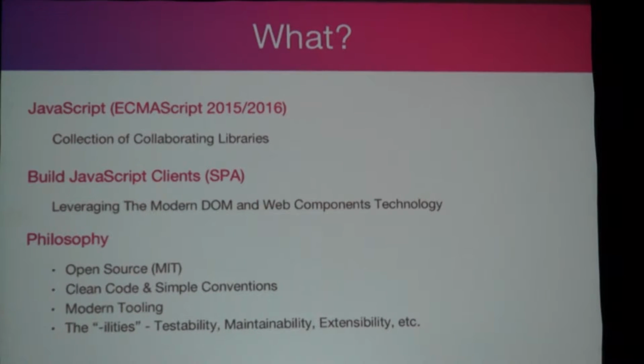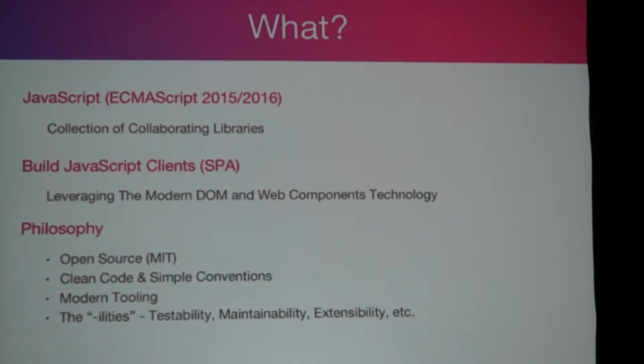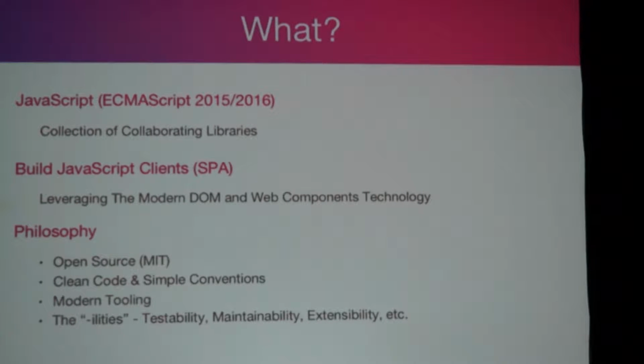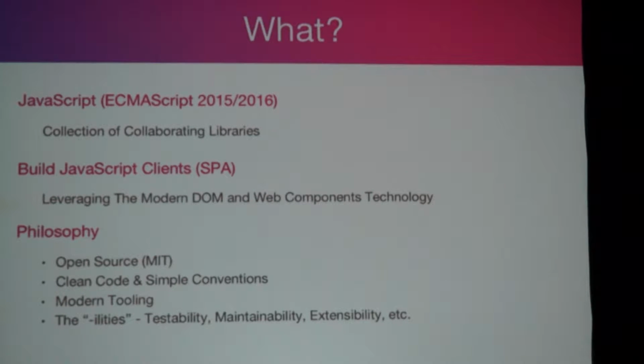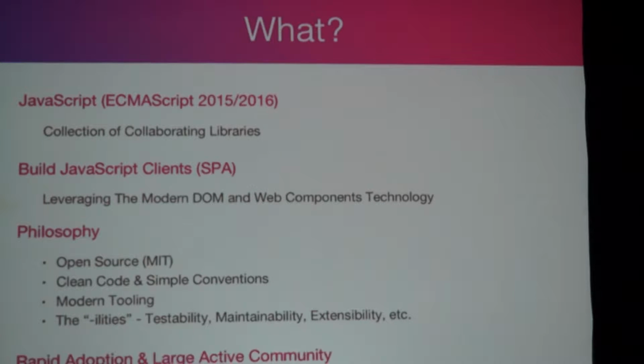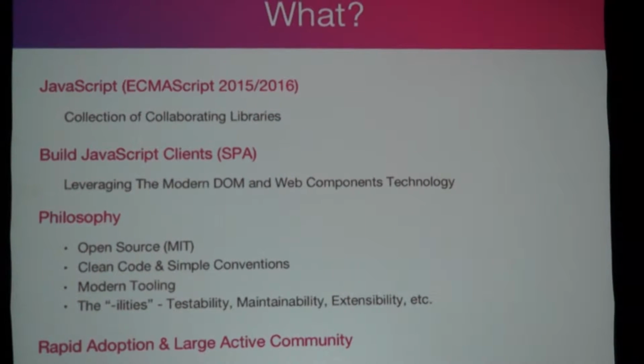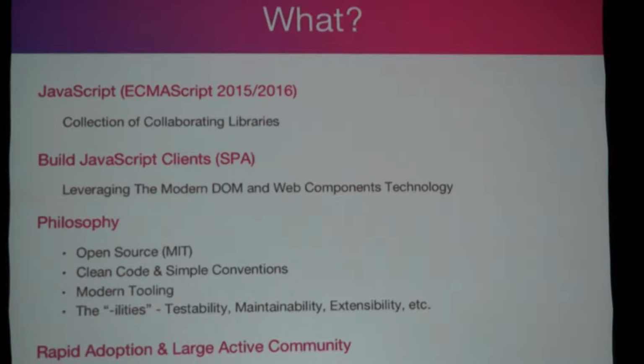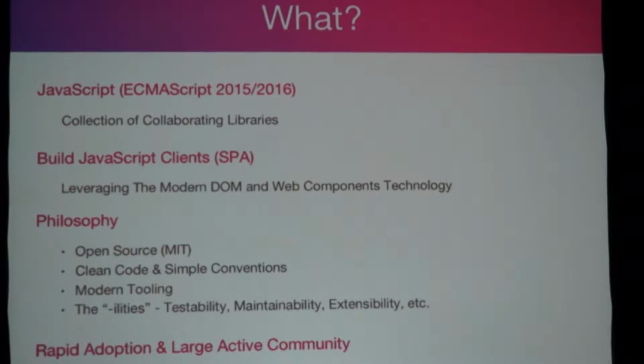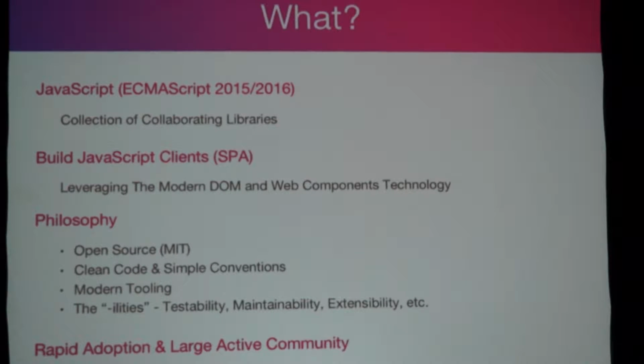And finally, what I like to call the ilities. Inside the framework, we strive for testability, maintainability, and extensibility, and some other ilities as well. And that means we help you strive for the same things in your applications. We also have rapid adoption by some Fortune 500 companies. It's actually pretty cool, and we have a great community. We have one of the largest Gitter channels out there, and we have a great Stack Overflow presence. It's a good community. It's very active, so you're never going to be left out in the cold.